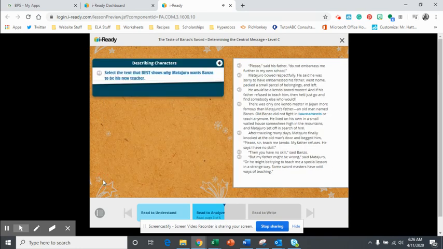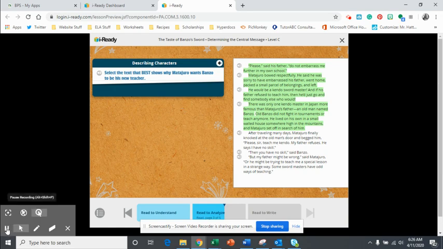Select the text that best shows why Matajuro wants Banzo to be his new teacher. Okay, important thing here, and it's in capital letters: best shows why Mataharu wants Banzo to be his new teacher. So you're looking for something positive that Mataharu sees in Banzo, that he wants Banzo to be the teacher. So make sure you're looking through all of these to find the one that is positive, that shows a reason why Mataharu wants Banzo to be the teacher. All right, on to the next.